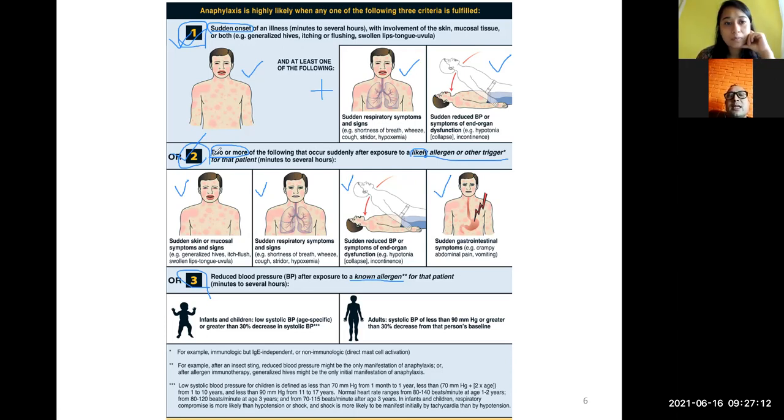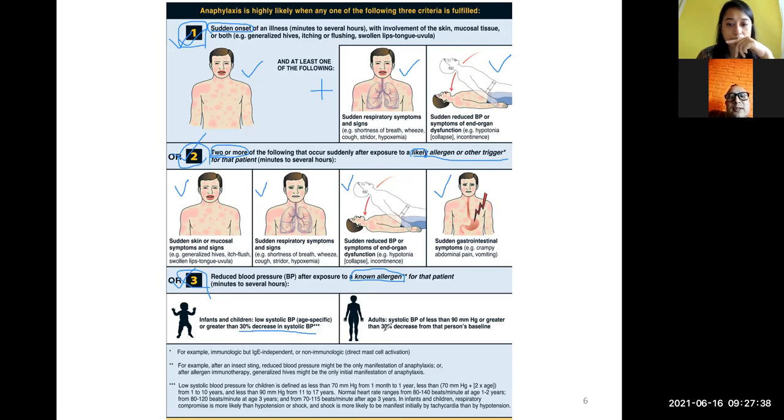And remember that in children, sudden gastrointestinal symptoms are quite common as compared to adults. In the third clinical condition, the patient may give a history of exposure to a non-allergen. In such a condition, in case of infants or children, just reduced blood pressure may be sufficient to diagnose a case of anaphylaxis.